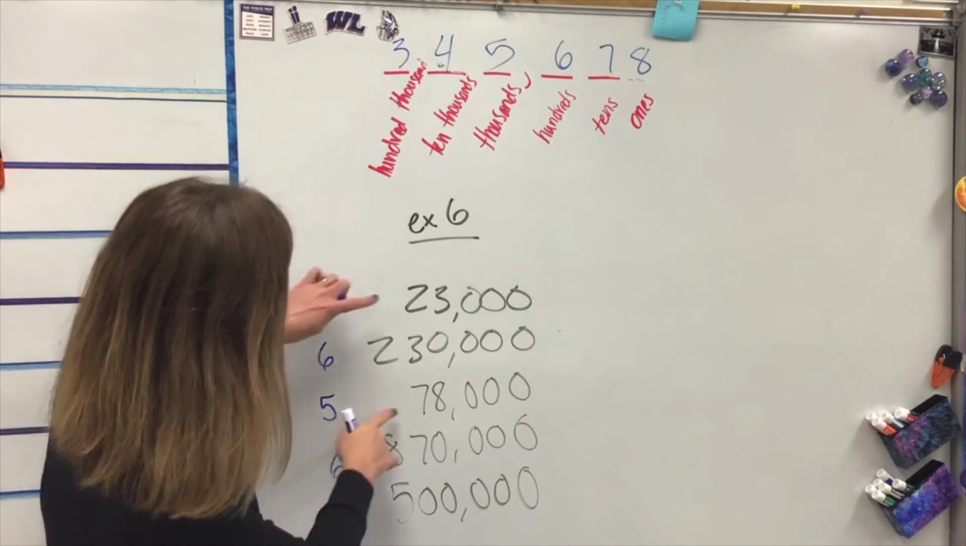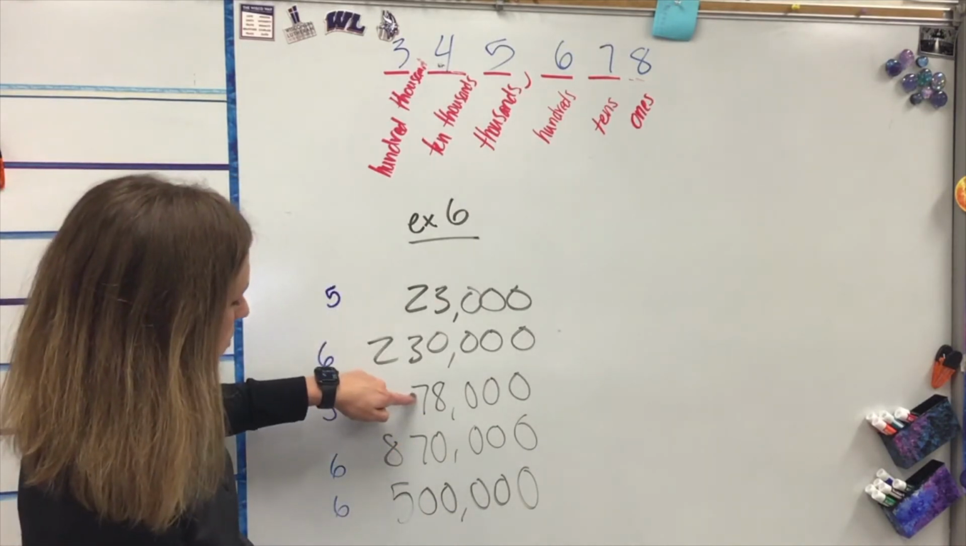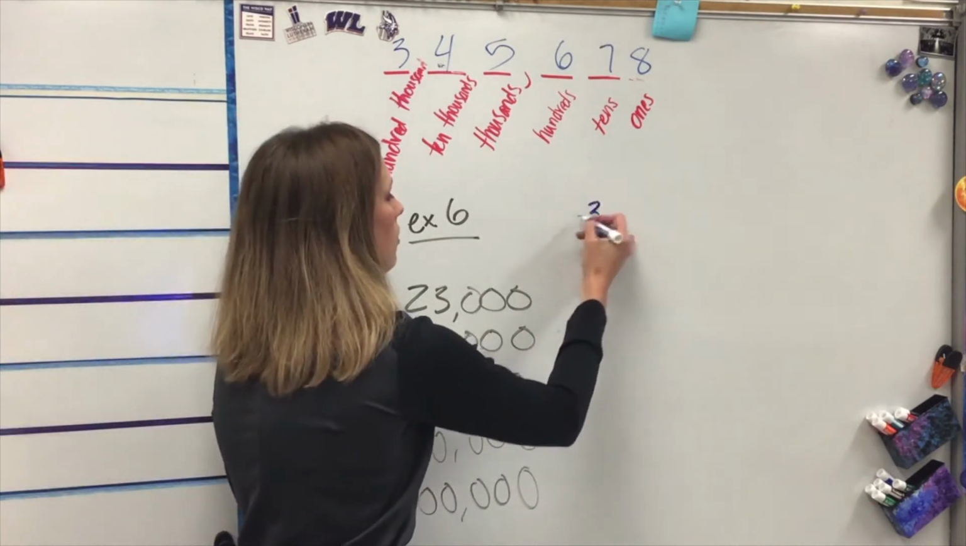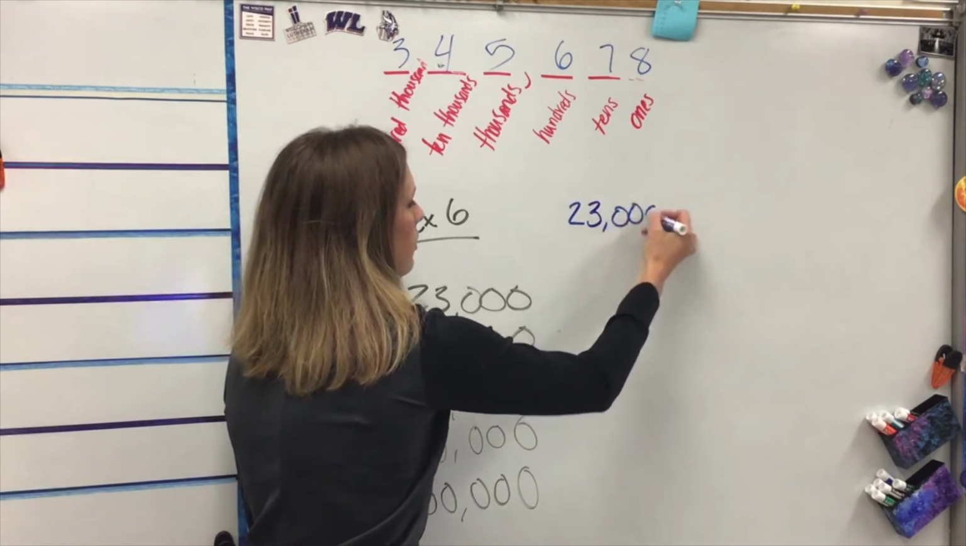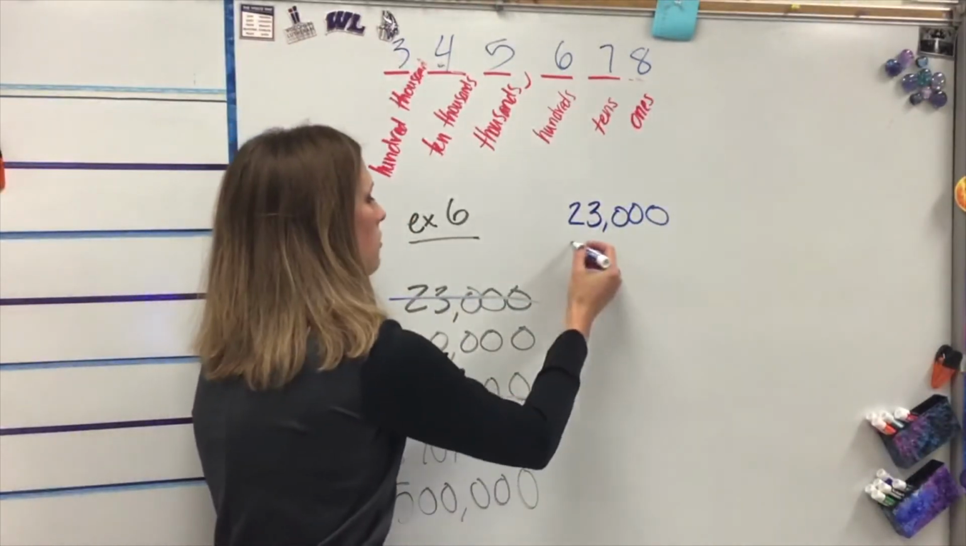So let's just look at these two numbers. Which is bigger or smaller? 23,000 or 78,000? Well, 23,000 because 23 is smaller than 78. So put 23 first on your list. Then we can put 78 next.